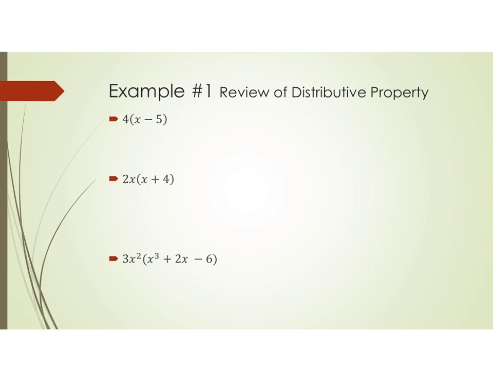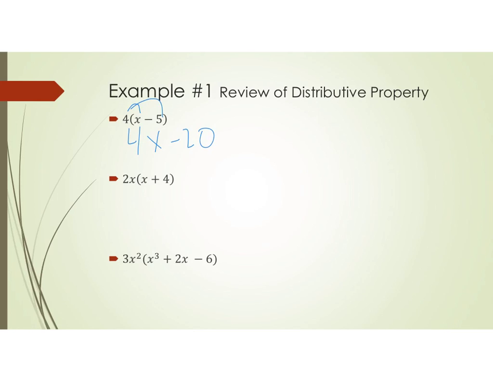Example 1 is just a review of the distributive property. Try these on your own and check with me. First one, distributing a 4. 4 times x gives me 4x. 4 times negative 5, negative 20.